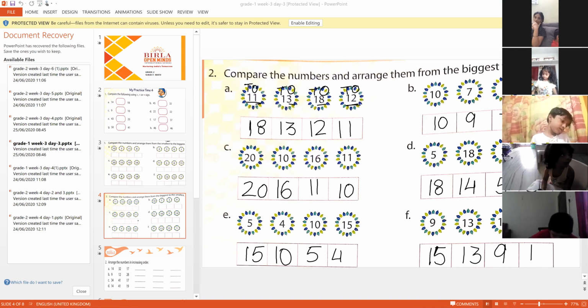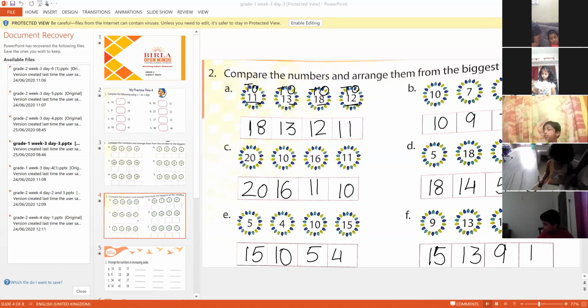Okay, and now children, open page number 63. Children, come to page number 63. Look, what is the biggest number, smallest number?